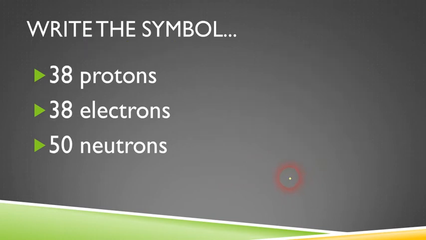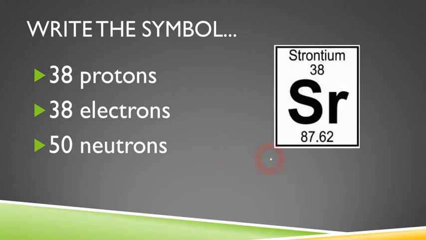Let's try one more example. We're going to write the symbol again. 38 protons, 38 electrons, 50 neutrons. It might help if we have the periodic table square for the atomic number 38. And there it is, 38. So that would be Sr is the symbol. What number goes on the bottom? It would be 38, the atomic number.